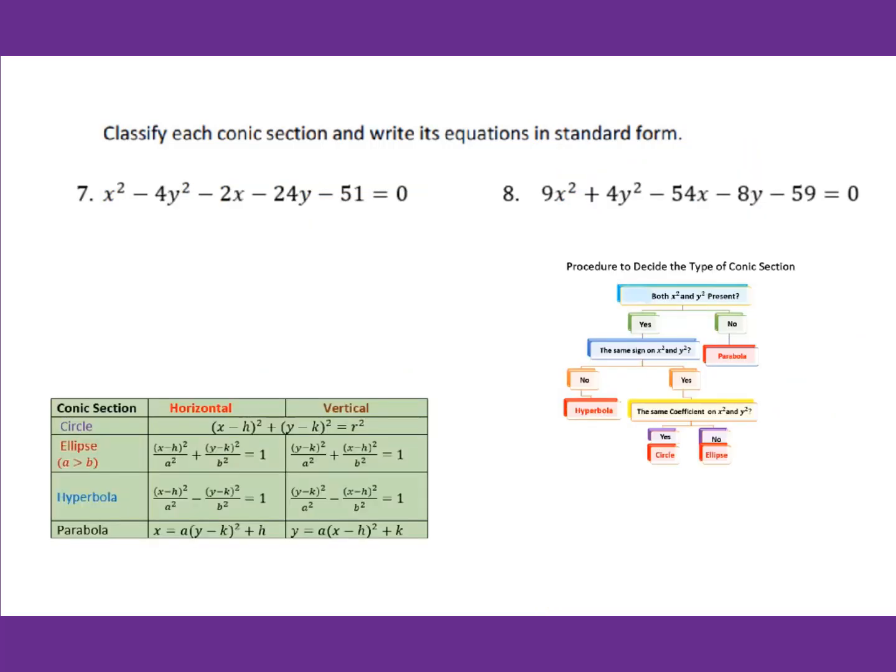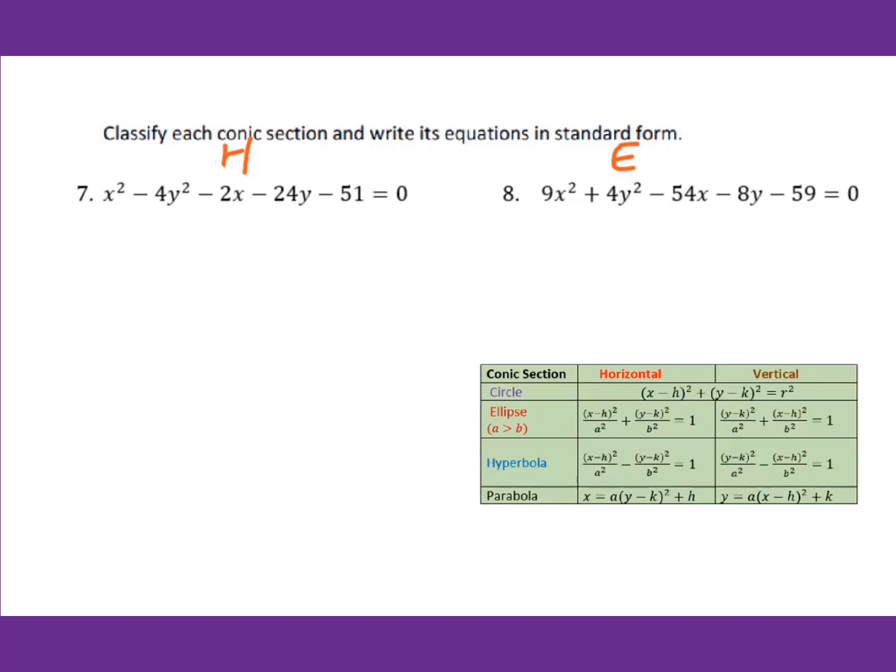First of all, we classify each conic section. Look at this one. We do have both x squared and y squared, but they have different signs. That's why it's a hyperbola. For number 8, we have x squared and y squared with the same sign, but different numbers. That's why it's an ellipse. For number 7, we know this is a hyperbola.